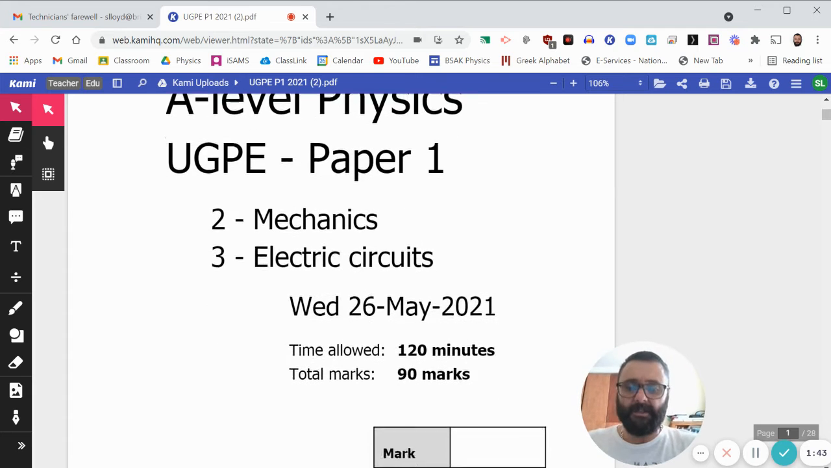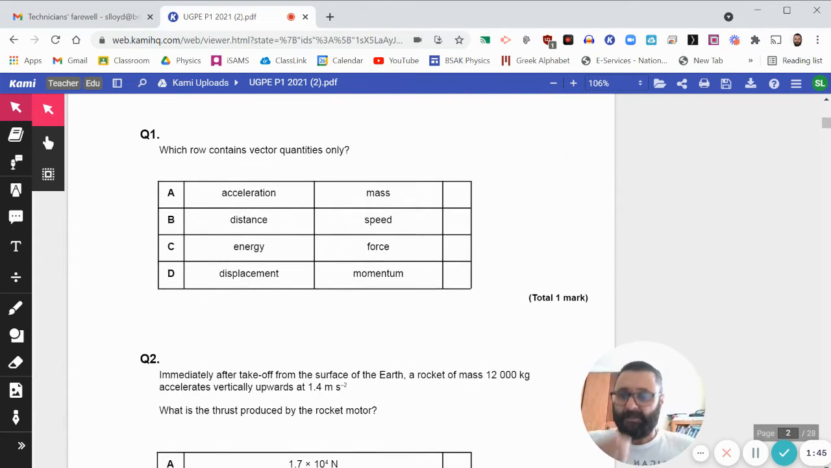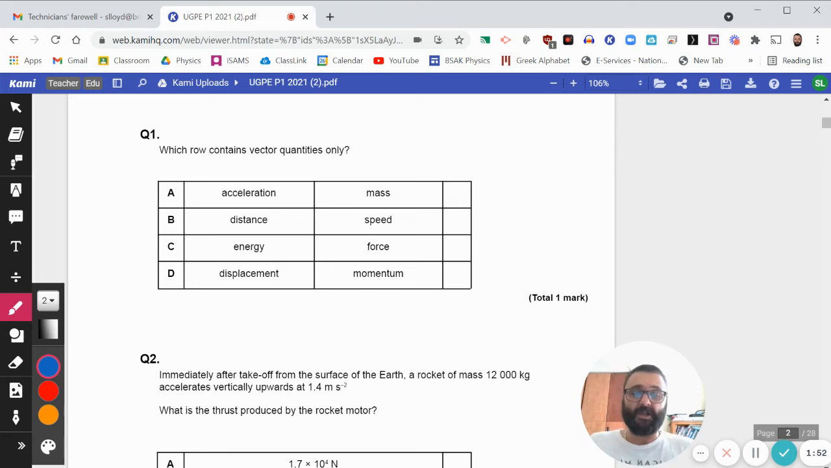Let's go for question 1. Right, vectors and scalars. You should know these. This is a question that should be like, bang. This should take the amount of time it takes you to read 8 words to get the right answer. It's as simple as that. No excuses here, guys.